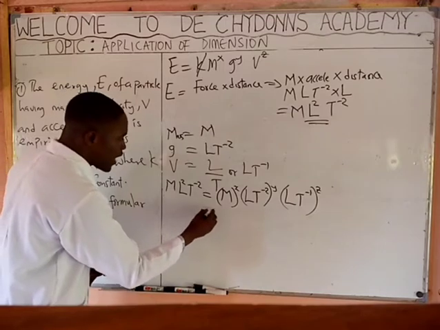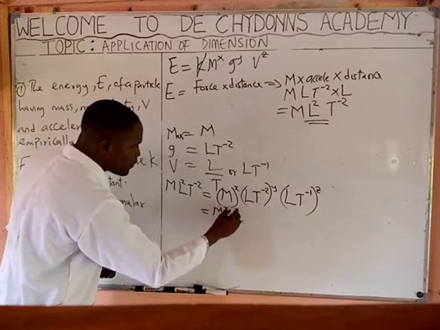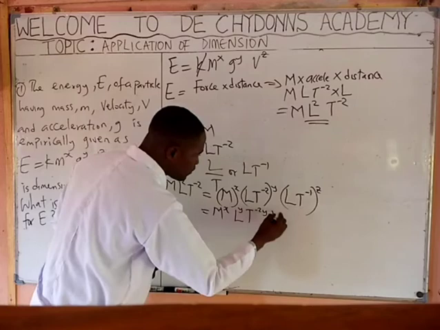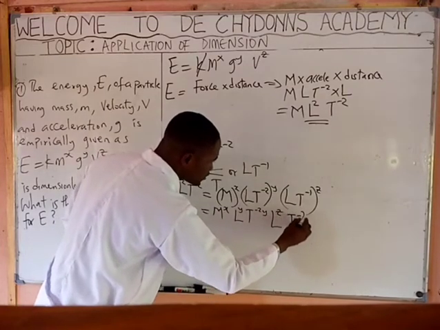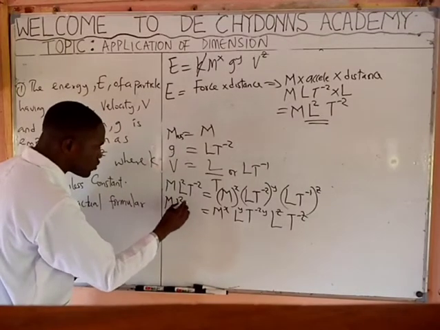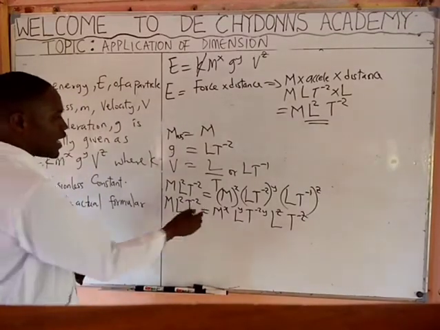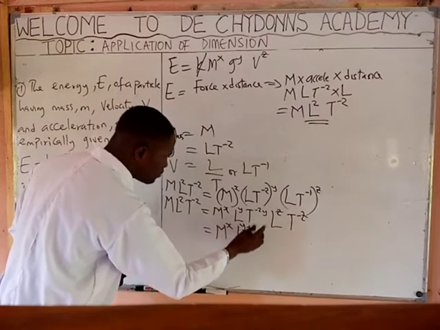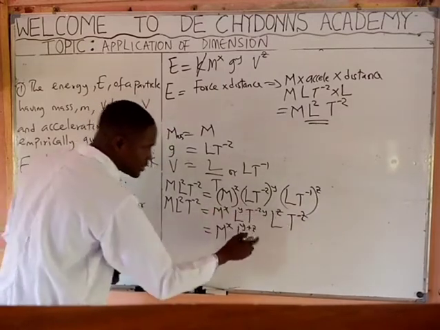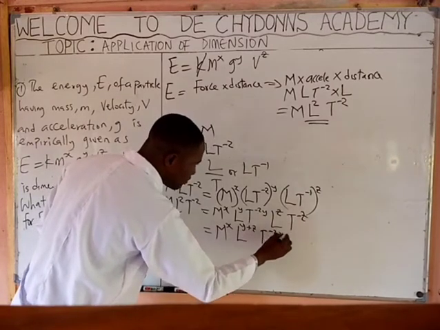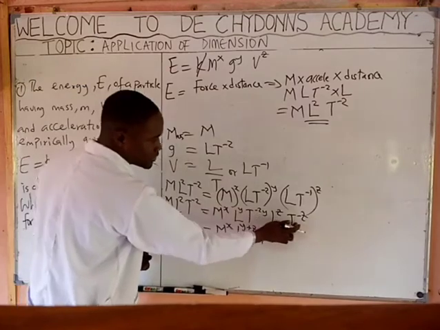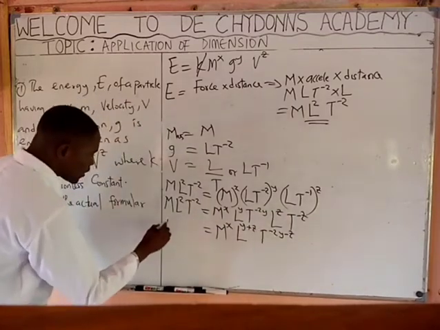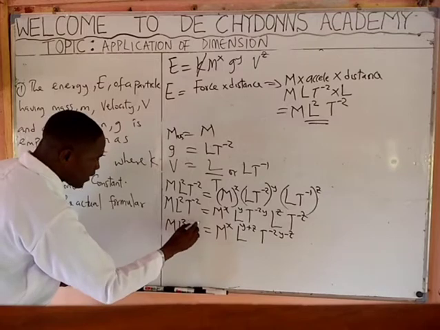Now we expand. We have M raised to power of x, L raised to power of y. This will come inside, raised to power minus 2y, L raised to power of z, T raised to power of minus z. That is equal to M L squared T raised to power minus 2. Now, collect like terms. We will have M raised to power of x, L raised to power of y plus z, because there are two L here, T raised to power of minus 2y minus z, because we have T raised to power of minus 2y and T raised to power of minus z. So collecting the two, it will be minus 2y minus z. You see, it equals M L squared T raised to power of minus 2.